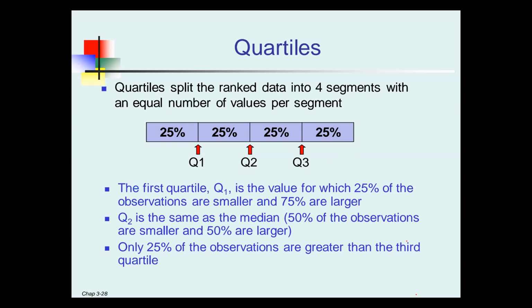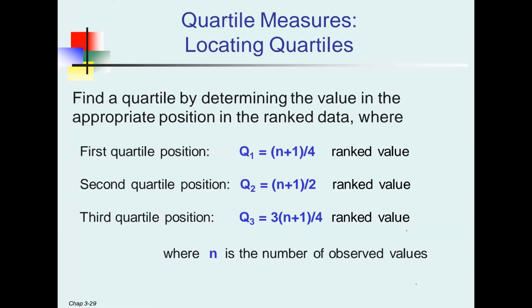So the first quartile is the value for which 25% of the observations are smaller, and the 75% are larger. And quarter 2 is the same as the median. It's in the middle of the data. That's quarter 2. And only 25% of the observations are greater than the third quarter. So the third quarter, which is 75%, only 25% is greater than 75%, up to 100. Okay.